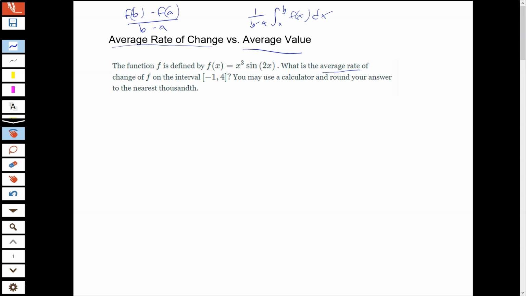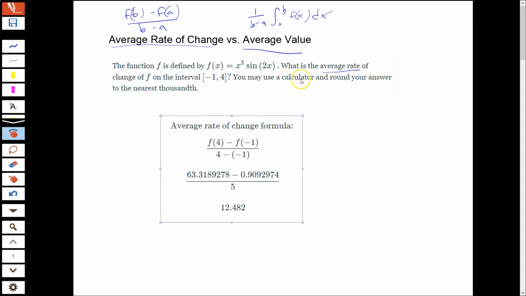I'm not going to type in these steps on a calculator, because this is a calculator lesson and you guys already know how to do that, right? So I do 4 to the third times sine of 2 times 4 minus negative 1 to the third times sine of 2 times negative 1 all over 4 minus negative 1. And then I just get my result. So I'm going to show you just the Delta Math solution, and then I'll show you an average value one and remind you how to do that on your calculator.